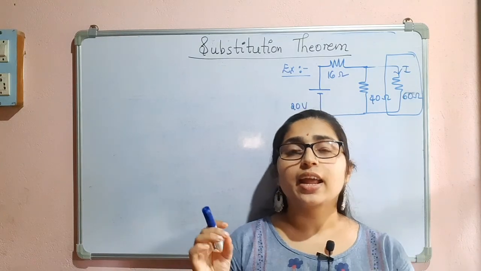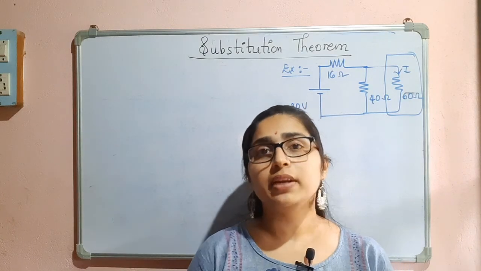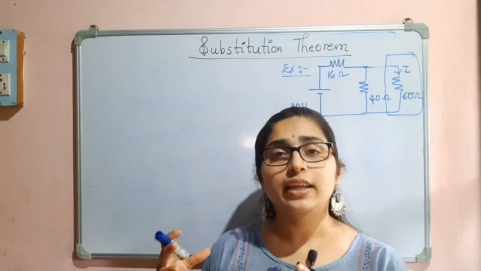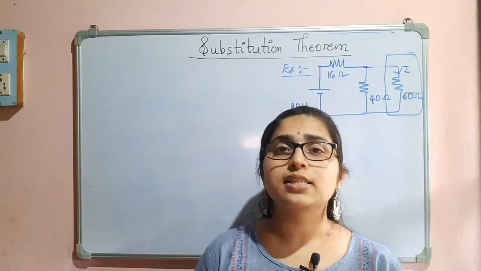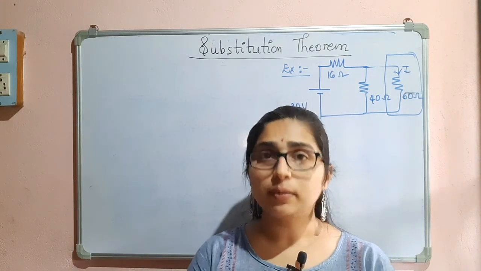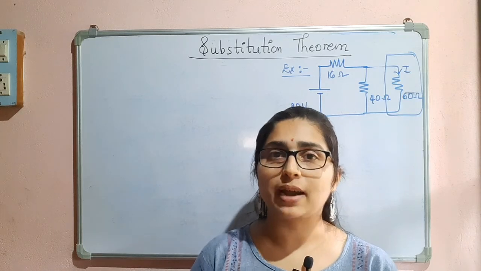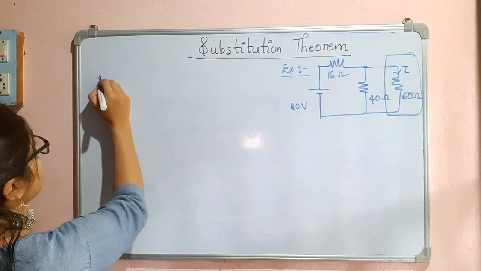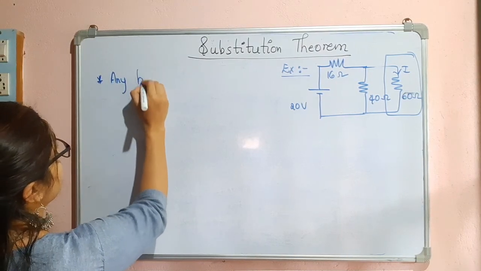It states that any branch in the circuit can be replaced by an equivalent branch provided that the equivalent branch will maintain the same current through the branch or the voltage across the branch as the original branch.